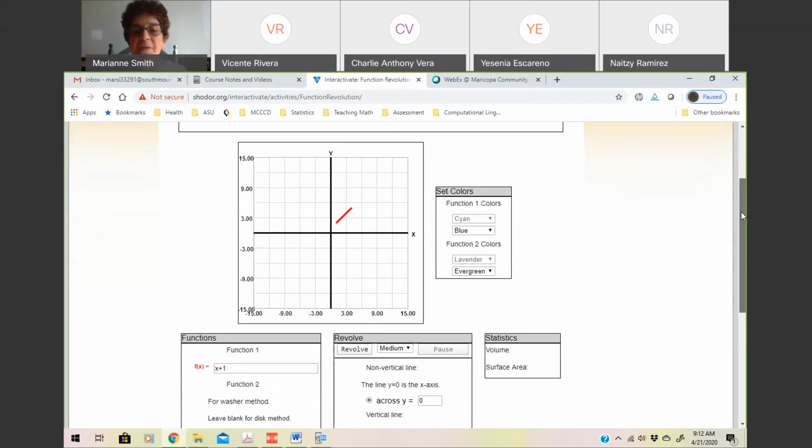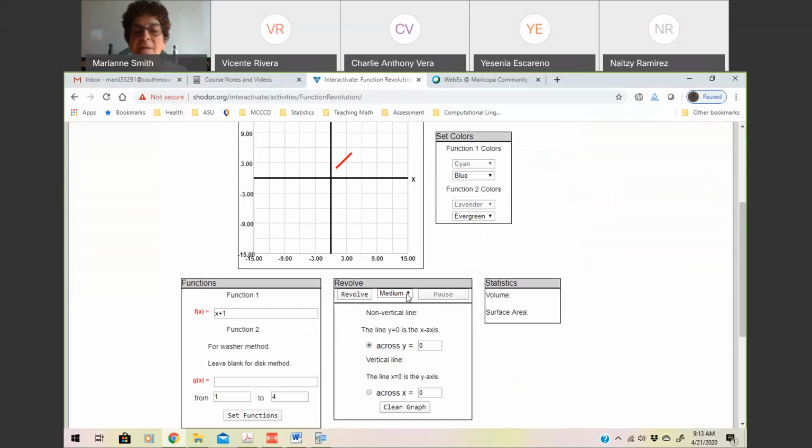And then over here it says revolve. And again, it'll do it medium, fast, or slow. So I'm going to say let's do it slowly so we can see it. I want to revolve it across y equals 0, which is the x-axis. So let me stop over here and ask you, everybody understand the setup? Okay, setup clear. I'm trying to show you a better drawing of what I had in my notes, because again, I am not an artist.